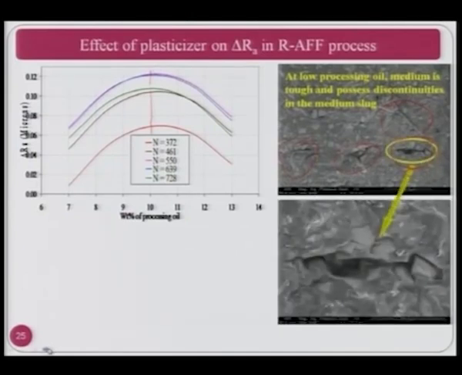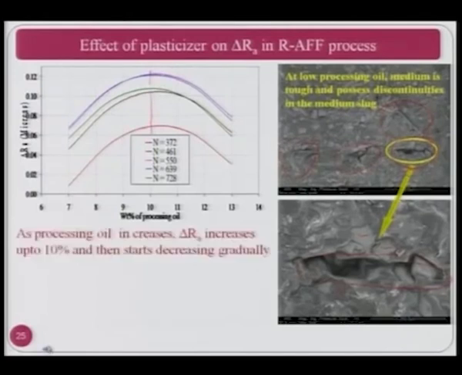This is the enlarged view of the discontinuity of the medium. Here are the abrasive particles. This is the base medium, that is the polymer, and in between you can see these kinds of discontinuities are obtained, and they are not good for the performance of the medium. As processing oil increases, delta Ra increases up to 10% and then starts decreasing, as I have already explained; beyond 10% it starts decreasing.